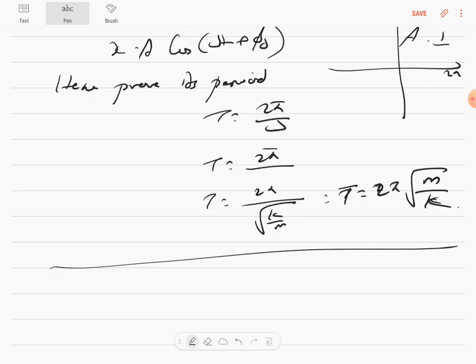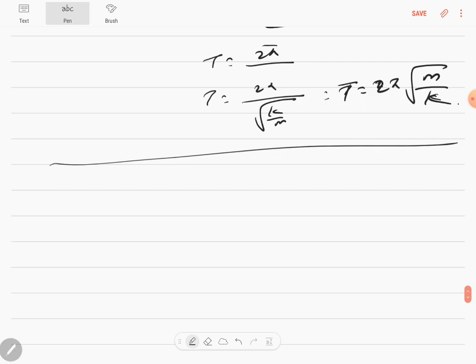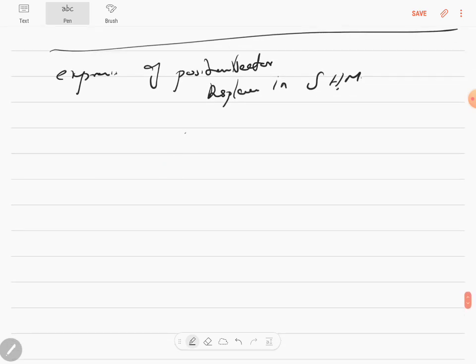Okay, how did you get that a cos omega t representation? I told you here to assume like this. Yes. How did you get that? The question for that is: write the expression of a position vector or displacement in simple harmonic motion. Whatever the question is. Okay, so you should rotational motion.